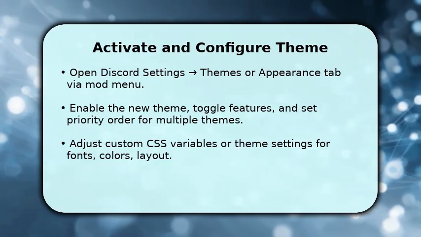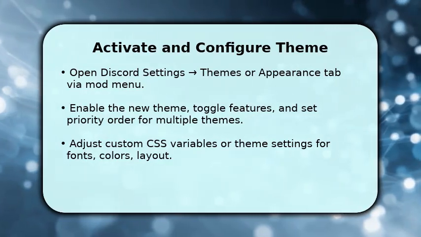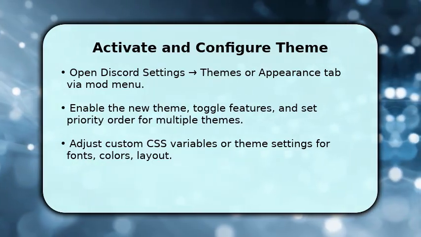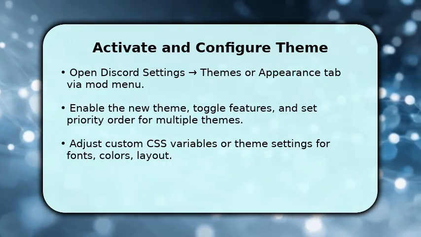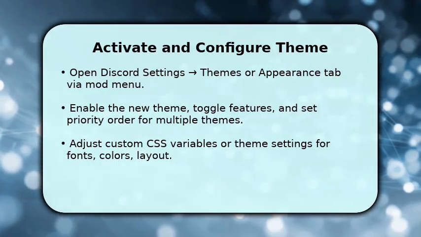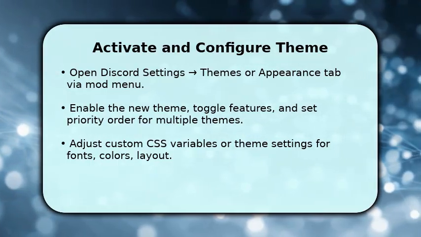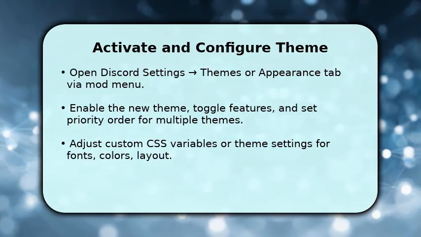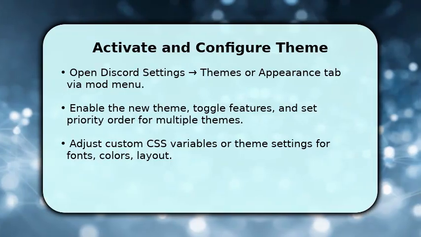You'll enable the theme, and if you have multiple themes, set their load order so overrides behave predictably. Once active, tweak theme variables, fonts, colors, spacing, either in the theme settings UI or by editing its CSS. This lets you fine-tune contrast and legibility. Make sure to reload Discord after changes so the new rules fully apply.